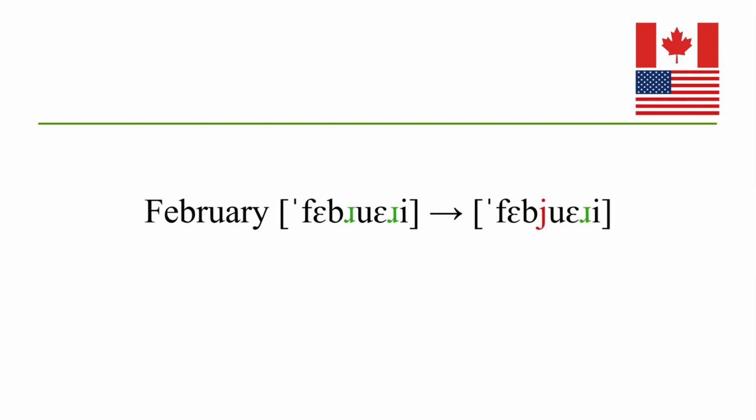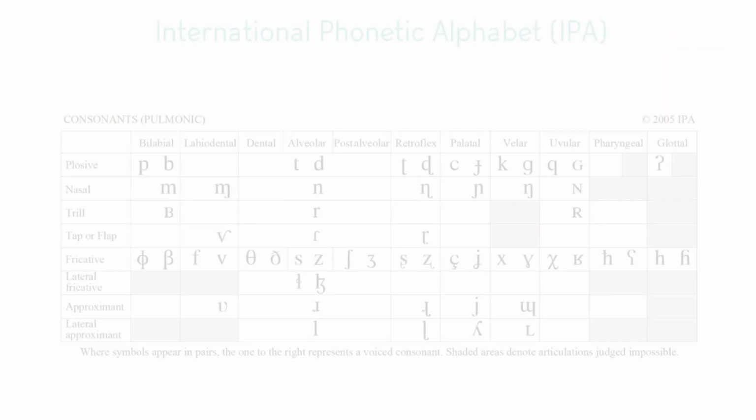In English, this is an example. The word for the second month of the year is February, but it is often pronounced as Febyuary. What is happening here? You see the two r sounds are totally similar. But what has happened here is, as I will show, they have become less similar. Let's look at the chart here.